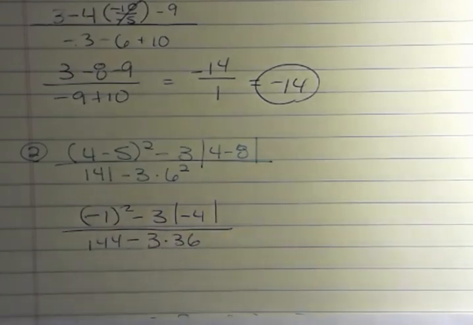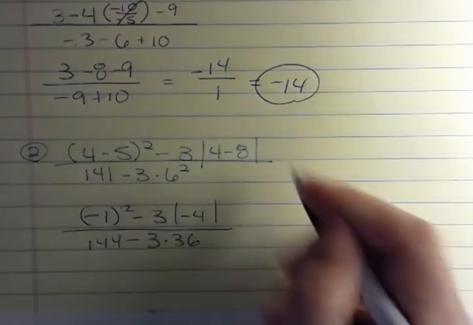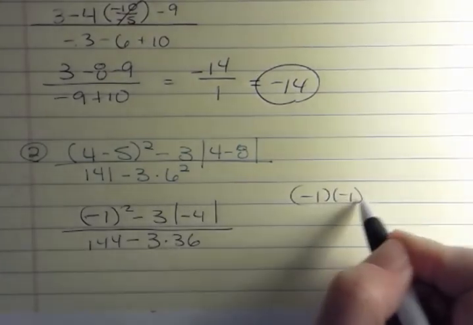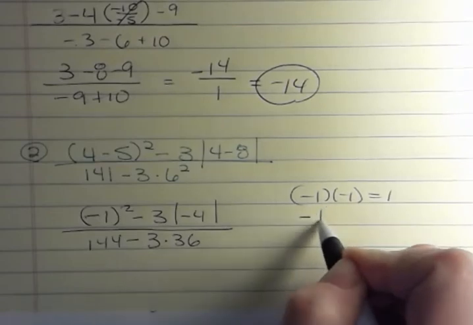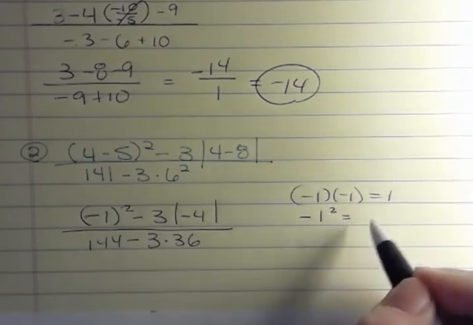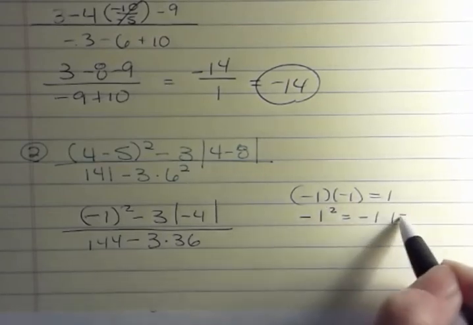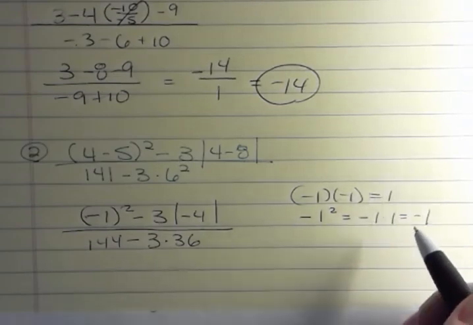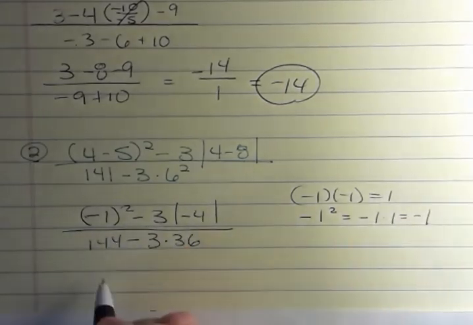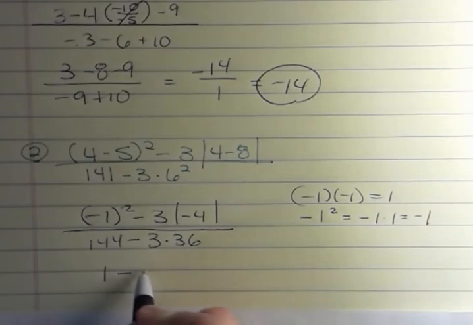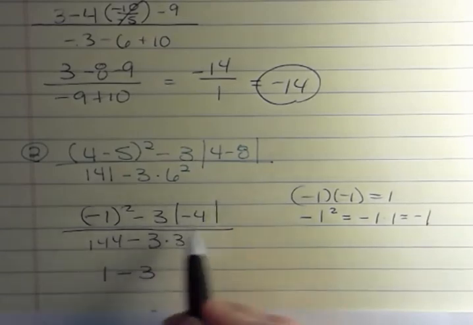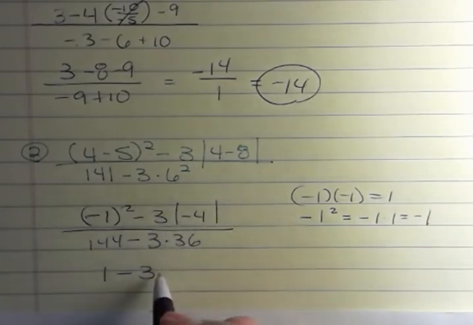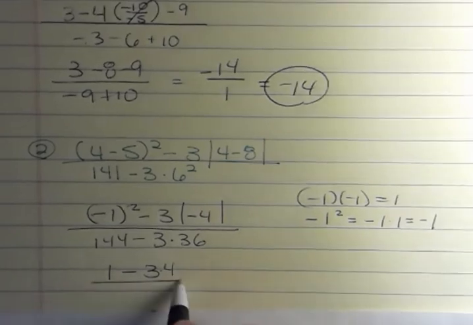Now I have negative 1 squared. Remember that looks like negative 1 times negative 1, which is 1, as opposed to this, which is negative 1 times 1 or negative 1. Those are two different things, right? So negative 1 squared is 1. I have 3 times 4 because the absolute value of negative 4 is 4. So I'm just going to say that's 3 times 4.